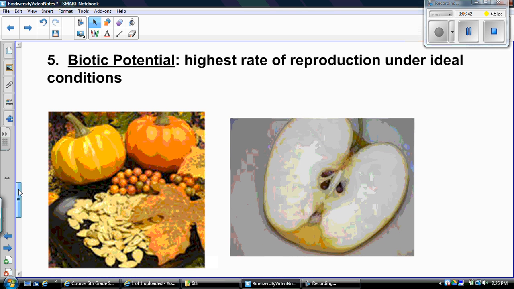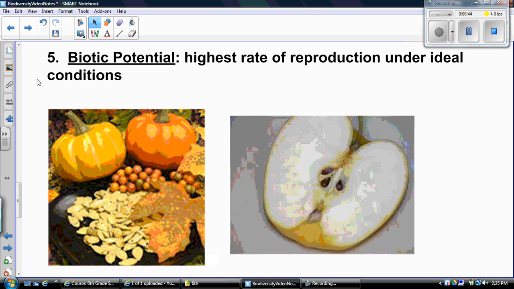Okay, something else that can affect population size is biotic potential. Biotic potential is the highest rate of reproduction under ideal conditions. So the best way to understand this is with an example. If you take a pumpkin versus an apple, you want to find out which one has the highest biotic potential, which one is going to have the greatest chances of reproducing and making more pumpkins or making more apples.